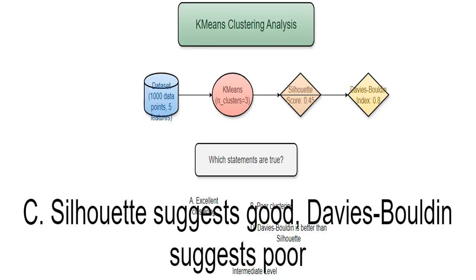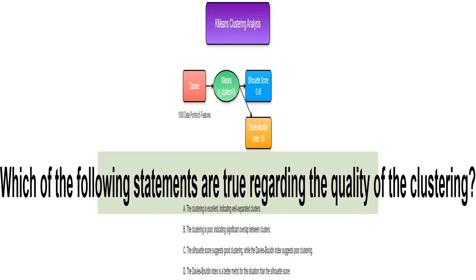This is the correct answer. It accurately reflects the conflicting information. One score shows reasonably good separation, while the other indicates considerable overlap. This question asks you to assess the quality of a K-means clustering result using 2 common metrics: the silhouette score and the Davies-Bouldin index. I'll guide you through how to interpret these metrics.